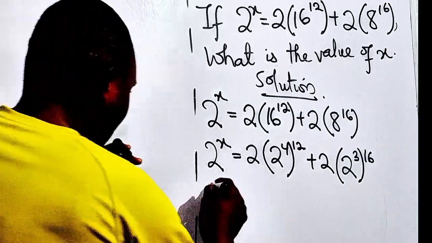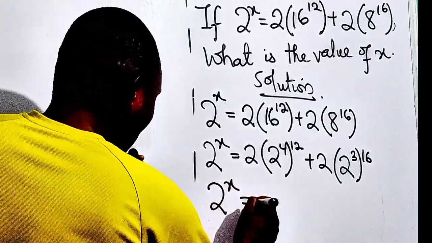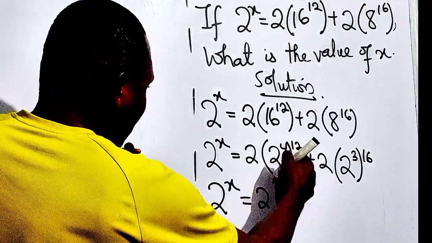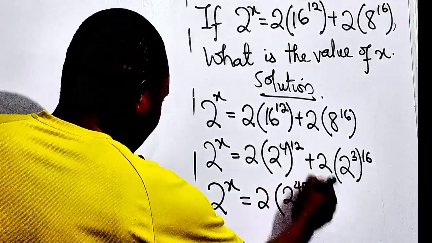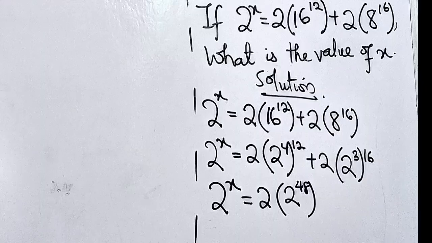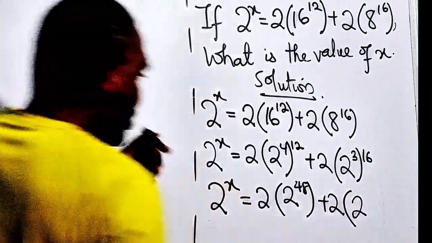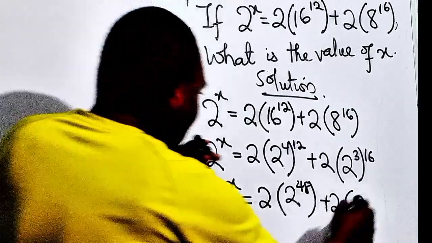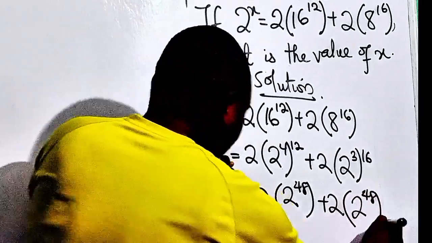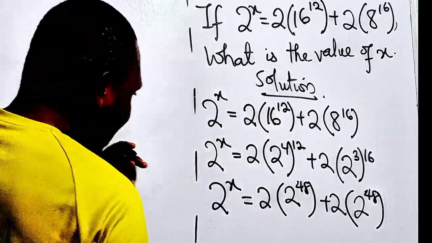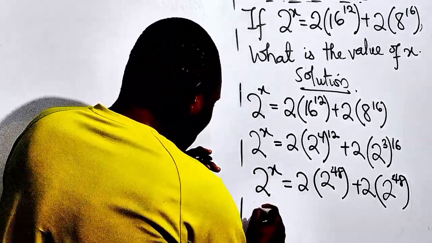You can have this as 2 raised to the power of x equals 2. Now bracket open 2. Well, what is 4 times 12? That is 48, bracket close. Is that clear? Now plus 2 bracket open 2 raised to the power of 3 times 16 is also what? 48. Is that understood?